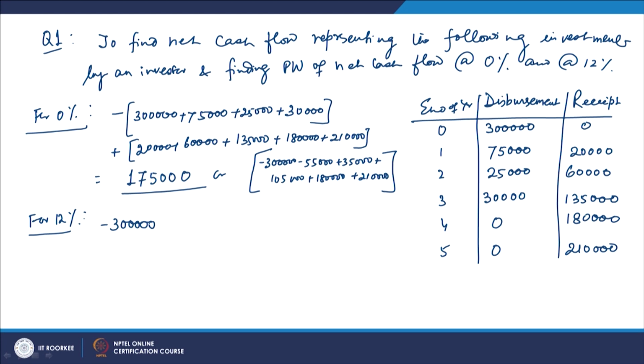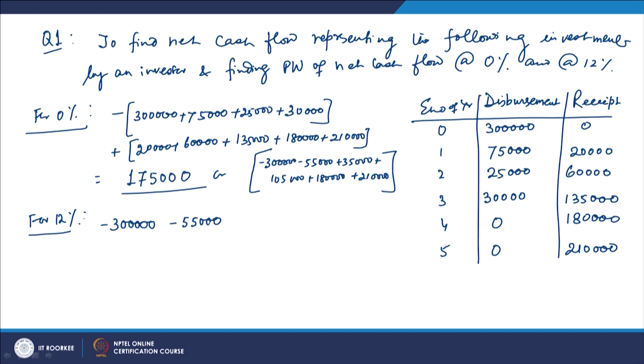Then you are coming to the end of year 1. Now, at the end of year 1 you have a net disbursement, and that is 75,000 minus 20,000, that is your 55,000. So, it will be minus 55,000, and if you are trying to say its equivalent value at present time, then you have to multiply it with the factor P by F, I, n, and that is 1 by (1 plus I) raised to the power n.